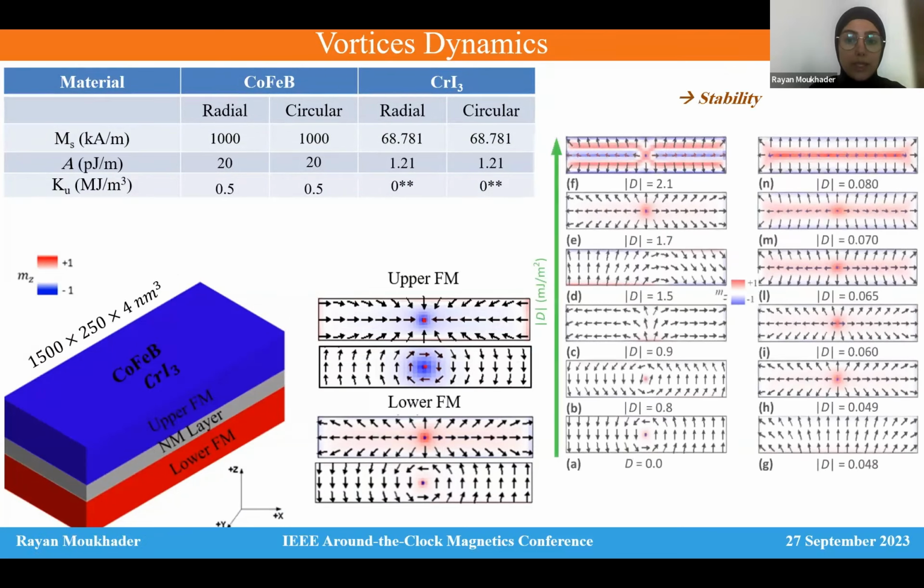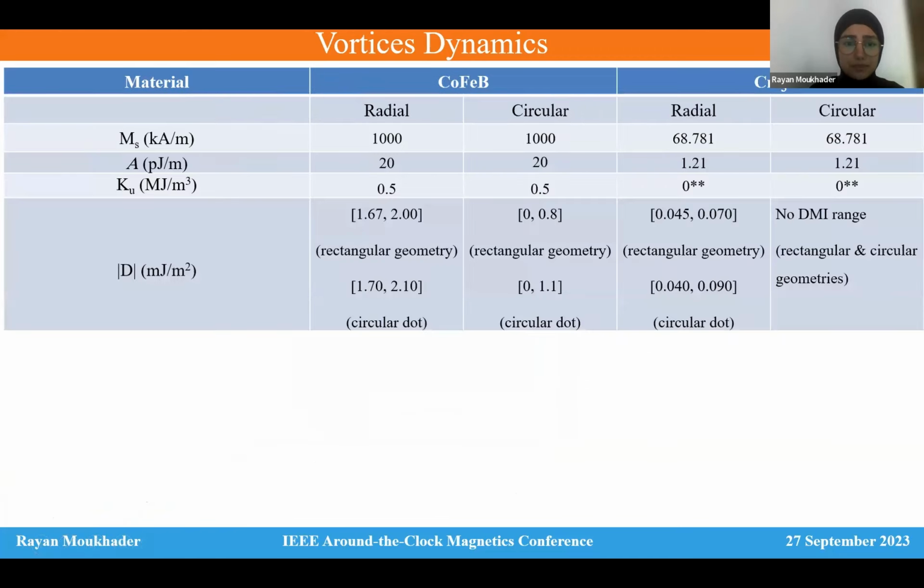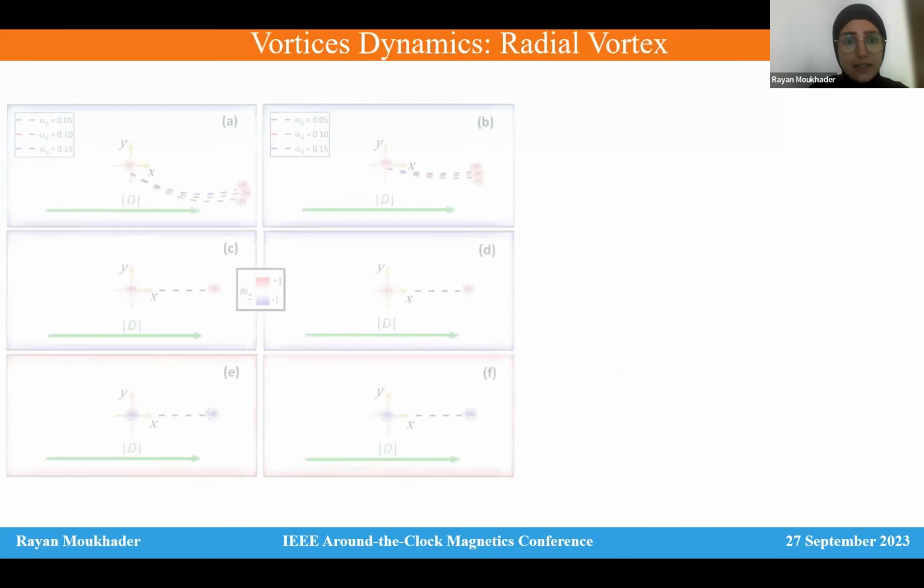We considered here also two geometries, a circular and a triangular strip. In the case of the triangular strip, we considered these two materials, and we were able to get the stability domains of both COFAB and chromium triiodide. But in the case of circular vortices in the 2D material, we were not able to stabilize the vortices. No stability range was observed. We observed that both for skyrmions and vortices, the stability domain is lower in the 2D material, which means that stability can be more easily attained, so skyrmions and vortices can be manipulated more easily in these materials.